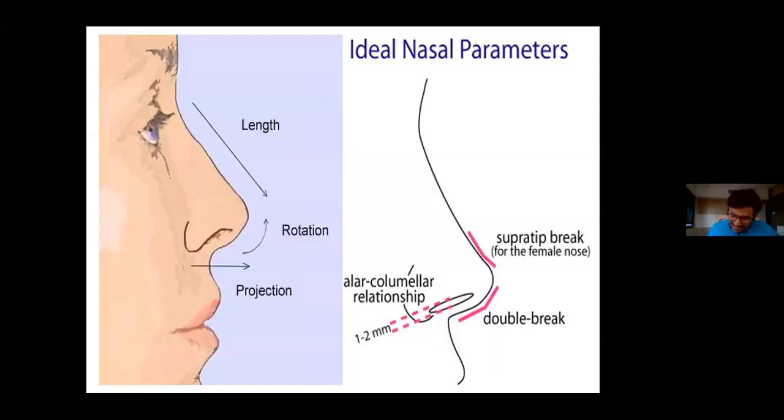You also must be clear about the various definitions and terminologies about the nasal length, nasal projection and nasal rotation. So the projection is how much your nose sticks out of your face. Rotation is, you must know that the nasolabial angle is generally about 90 to 95 degrees in males and 95 to 105 degrees in females.